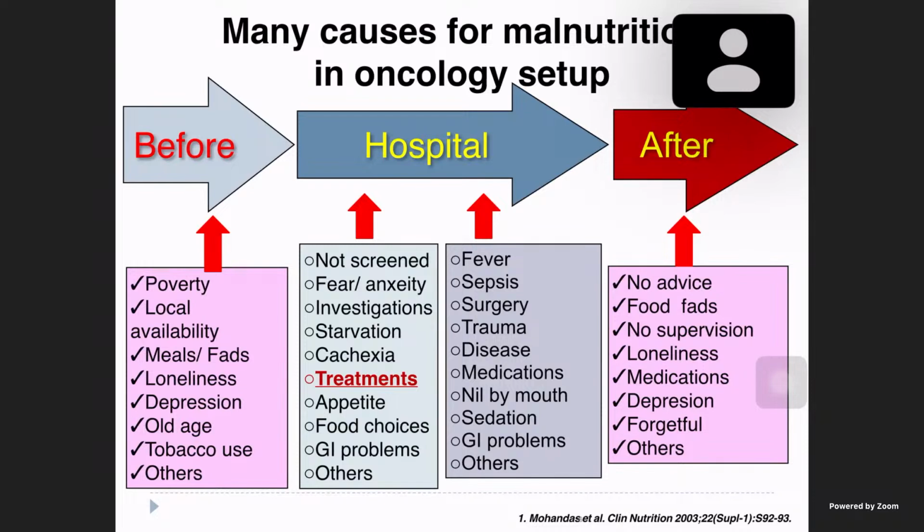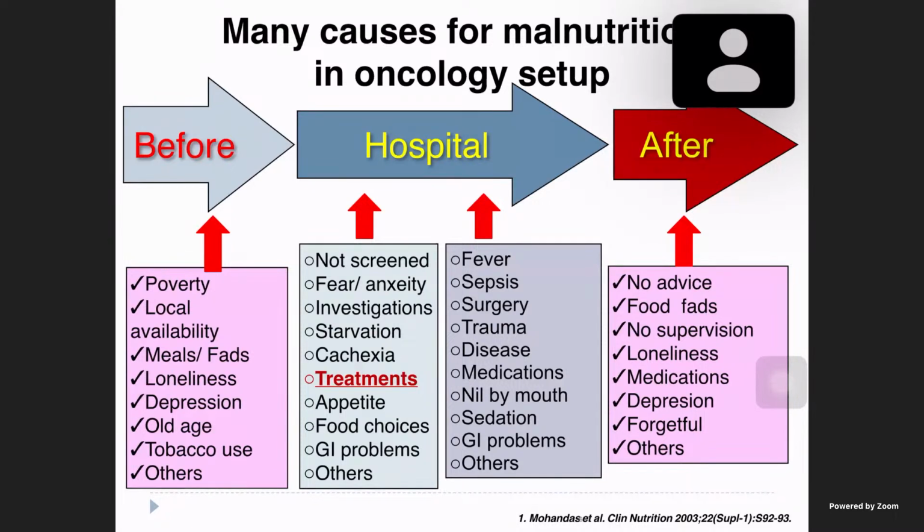Then in the hospital, it may be related to the disease per se or related to the treatment also. Or it may be because of the effects of the chemotherapy like fever, sepsis, surgery, trauma, medication, sedation, GI problems, which may cause malnutrition. Then again, investigations, appetite, food choices, there are multiple factors.